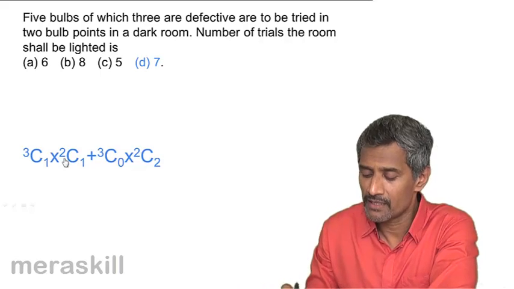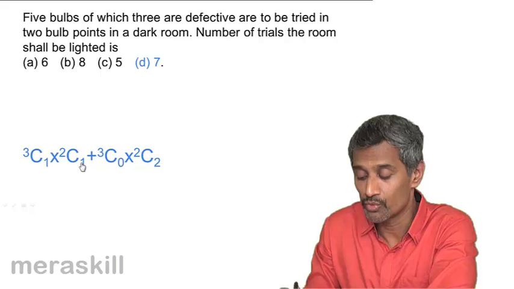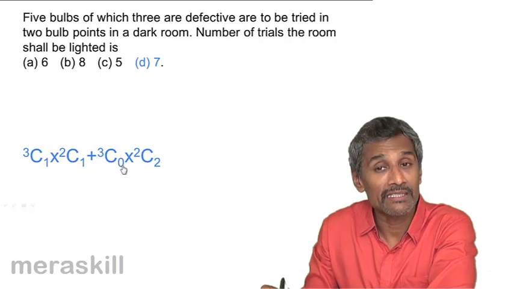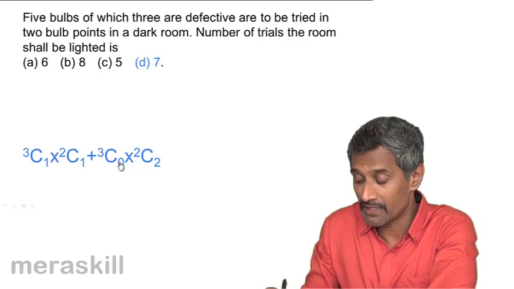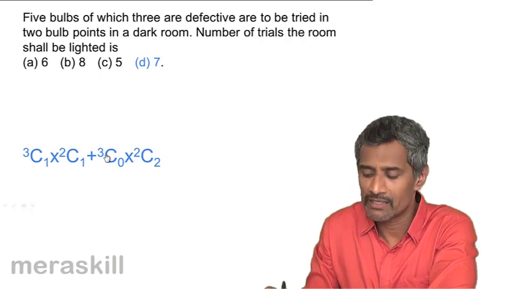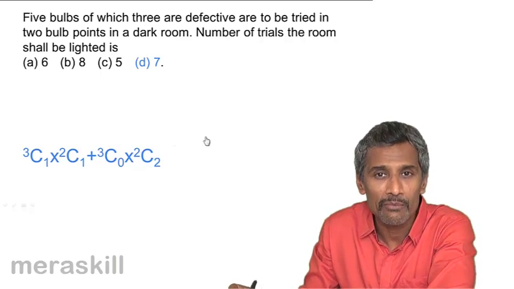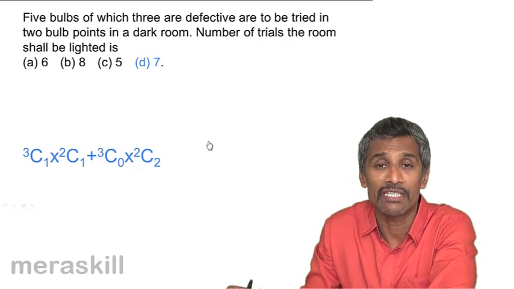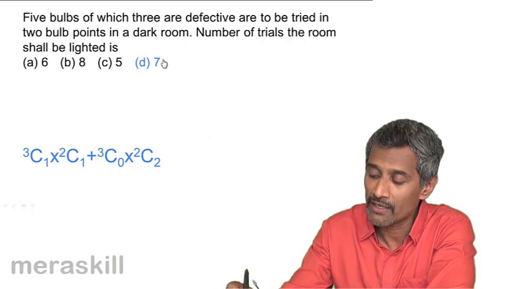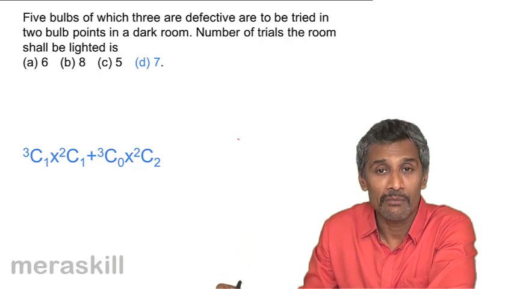So yes, there is another way of doing it. Of course, one chance is that out of the 3 defective you have 1 and out of the 2 good you have 1, or the possibility that none of the 3 defective are chosen and both of the 2 good ones are getting lit up. This is another way of doing the same thing. Either you take the total number of trials minus the number of trials which definitely do not lead to getting lit. So yes, the answer is 7, and we do have it this way. 7 is the number of trials.